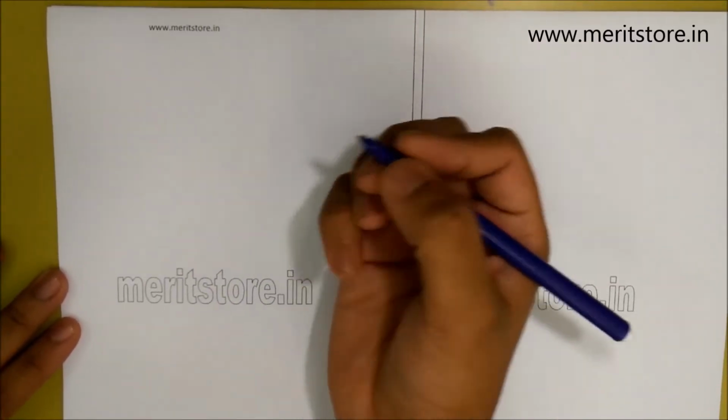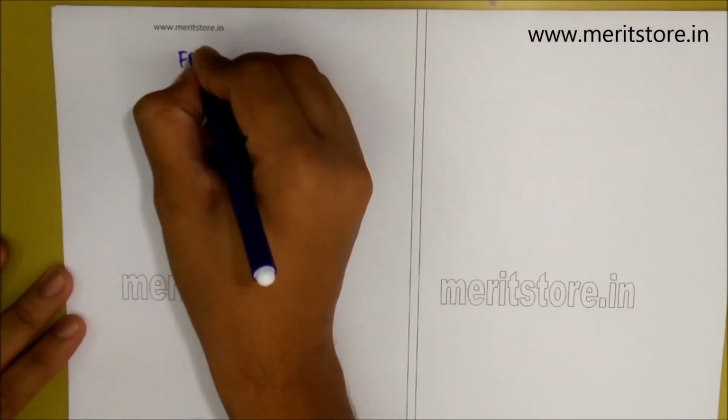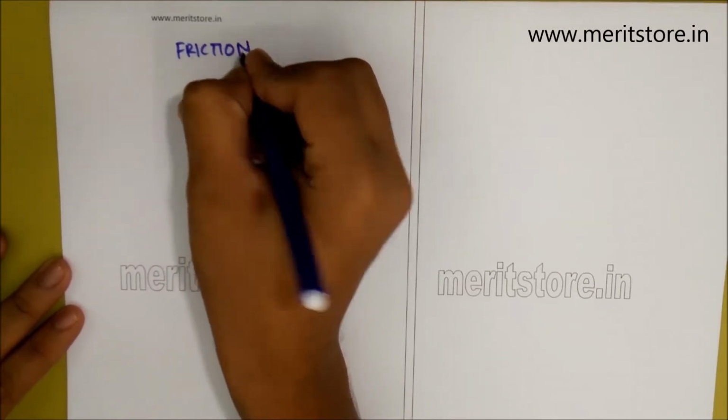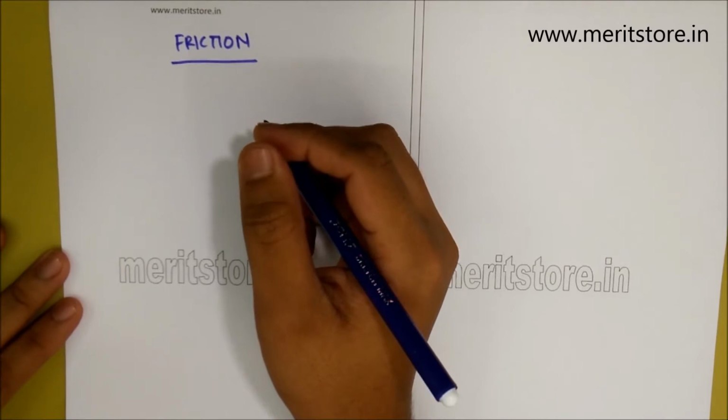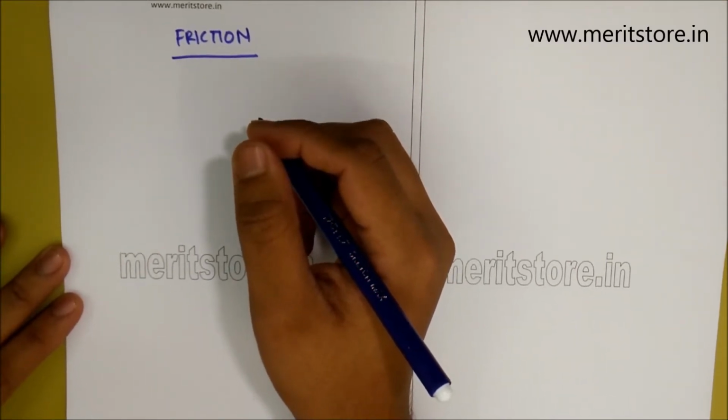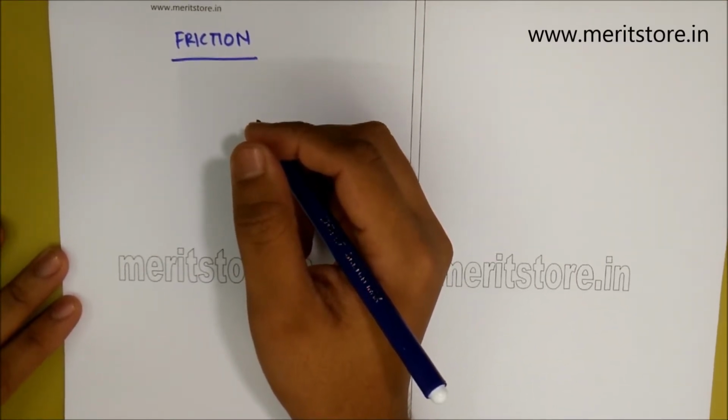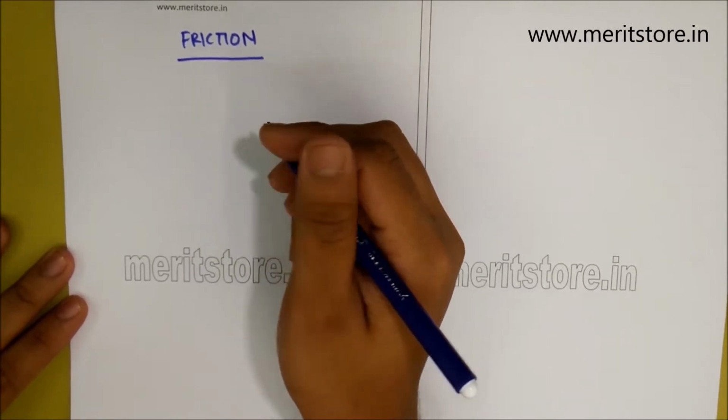Friction. What exactly is friction? Friction is the opposing force which comes into play when a solid body moves or tends to move over the surface of the other body when they are in contact.